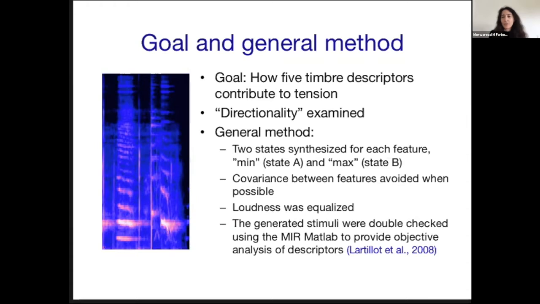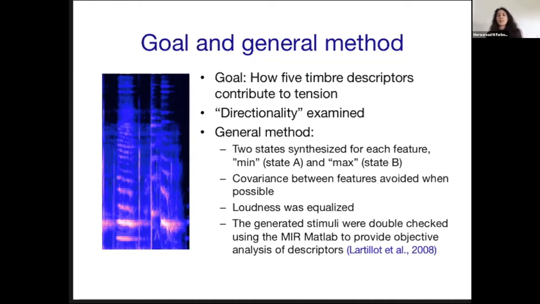So I'll talk about what that means in a moment. But when possible, I did make an effort to avoid covariance between features because I was going to synthesize the stimuli. I wanted to give special attention to keeping spectral centroid constant in cases where it was not the targeted changing feature in the stimuli. And this is due to the established importance of centroid in timbre discrimination experiments. So I thought that was especially important.